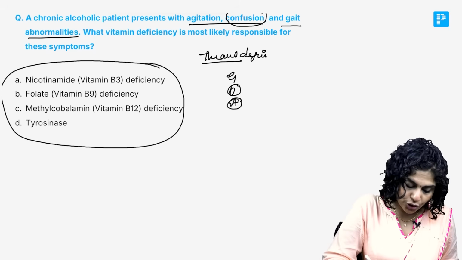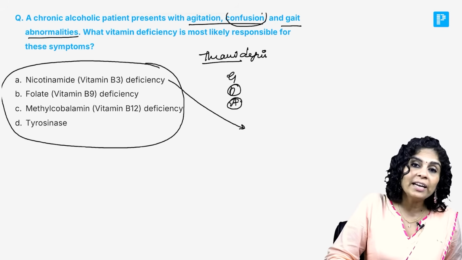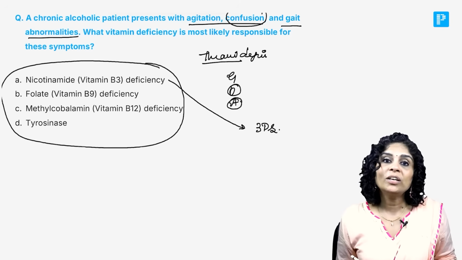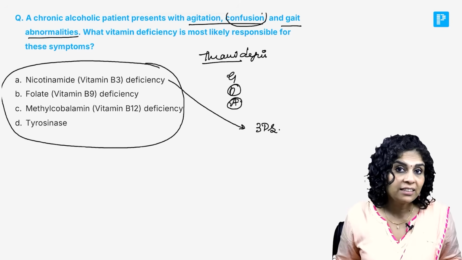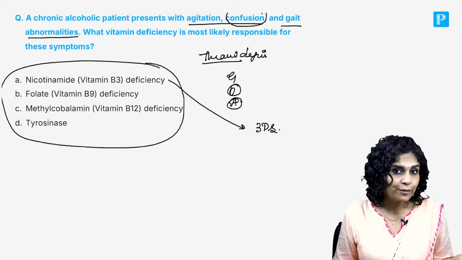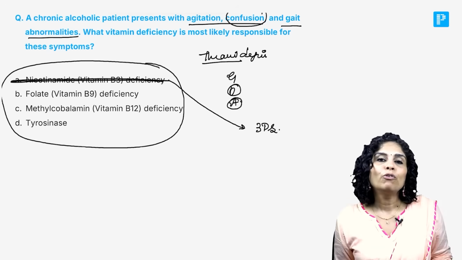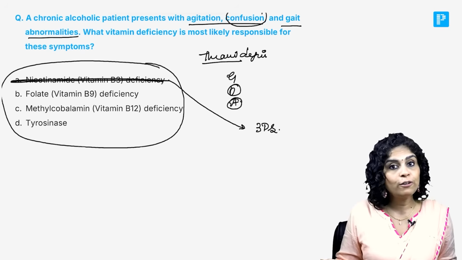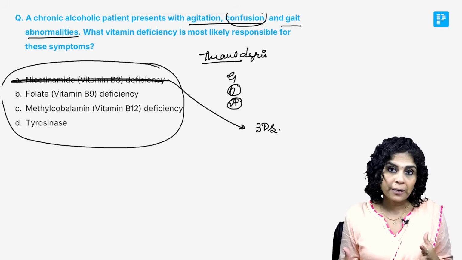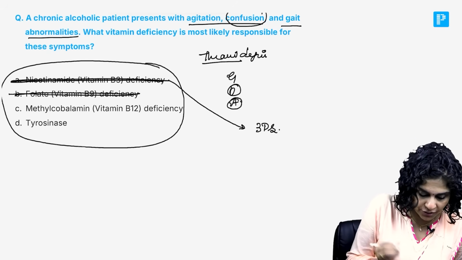Now look at what are the other choices. Niacin deficiency. What do you see in the case of niacin deficiency or vitamin B3 deficiency? It presents with 3 Ds of pellagra. What are the 3 Ds? Diarrhea, dermatitis, dementia. Do you see any diarrhea component here? Do you see any dermatitis component here? No. So let's exclude B3 or niacin deficiency. Folate deficiency, yes, is probable in a chronic alcoholic, but folate deficiency presents only with macrocytic anemia. It does not present with neurological manifestations. So it is not folate deficiency.